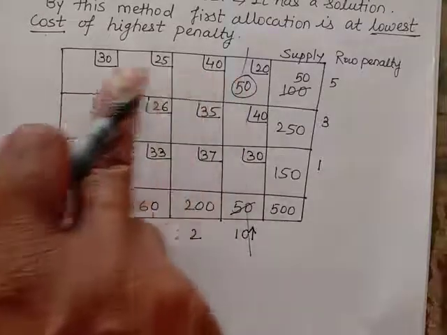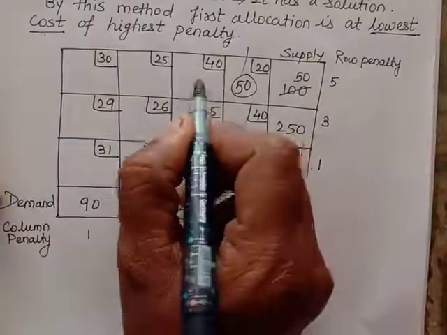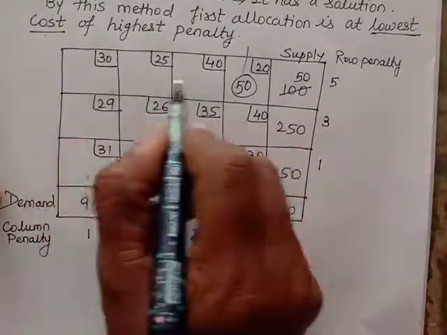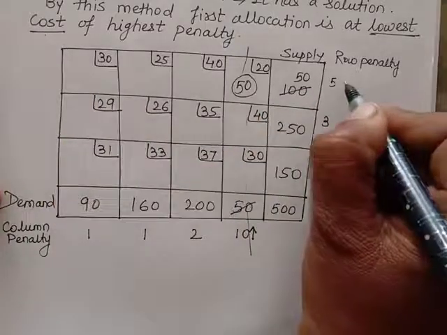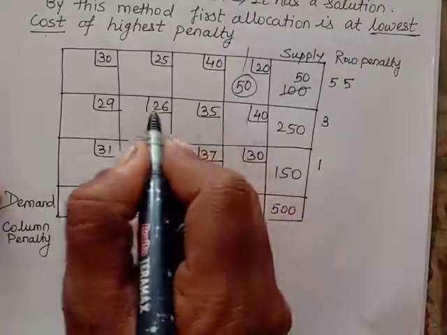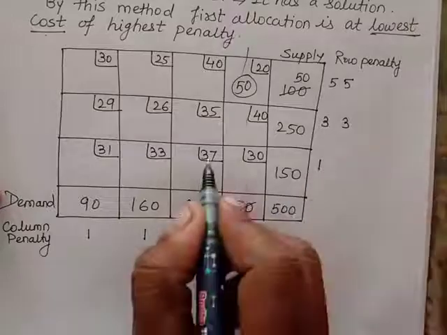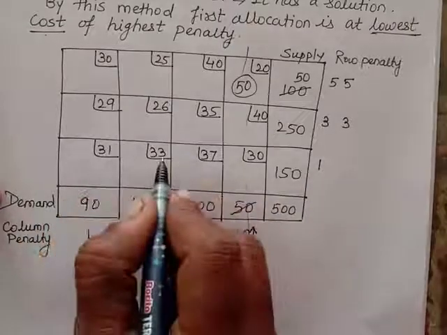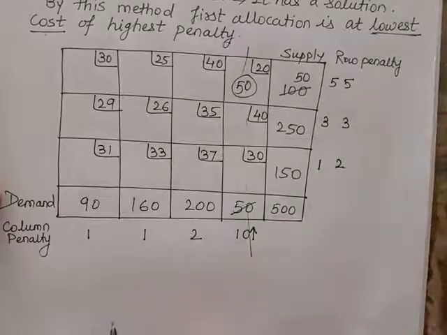But the row penalty will change now. What is the least cost out of these 3 cells? The least cost is 25 and the next one is 30. So the row penalty is what again? 5. Fine. Now what about this? Here 26, 29. So again the penalty is what? 3. What about this? 31, 33. So the row penalty is what? 2. It is the row penalty.